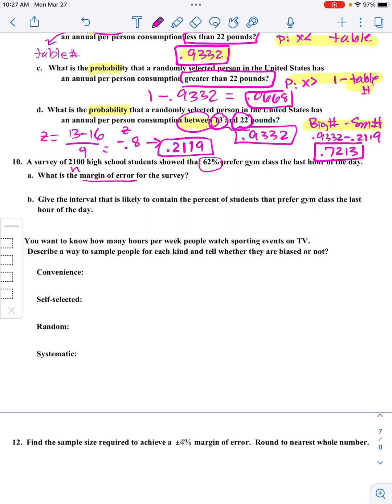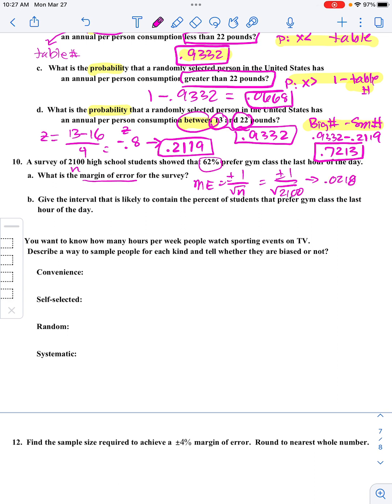Margin of error. Okay, well, keep in mind, our margin of error formula is plus or minus 1 over the square root of the number of people surveyed. And so in this case, that would be plus or minus 1 over the square root of 2,100. And that gives me a decimal of 0.0218.